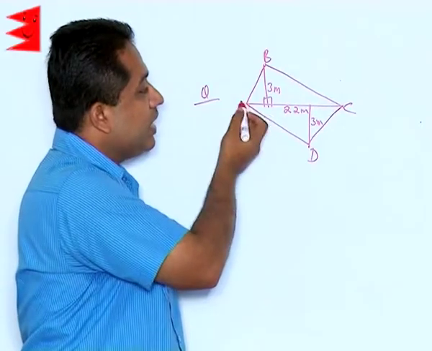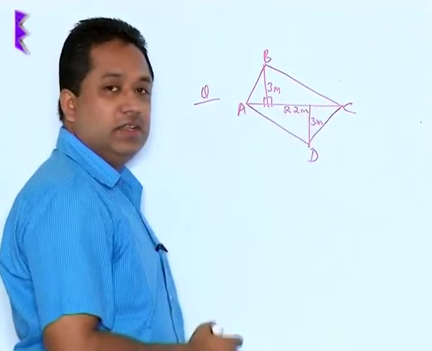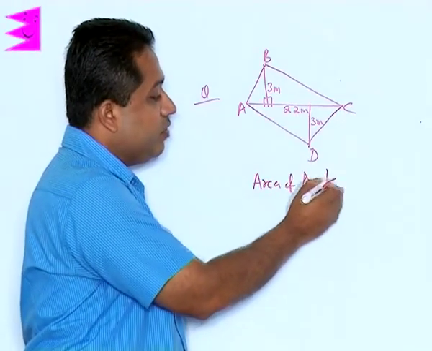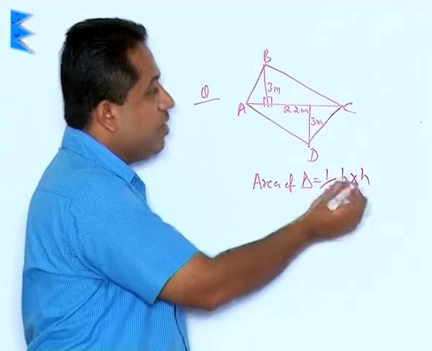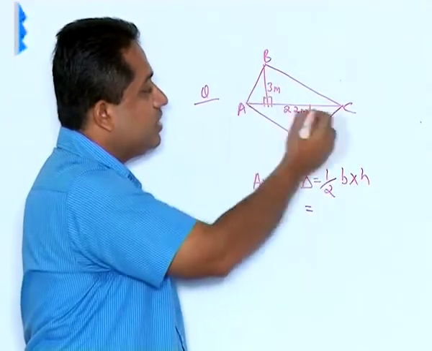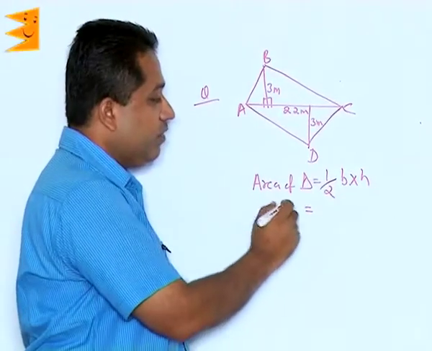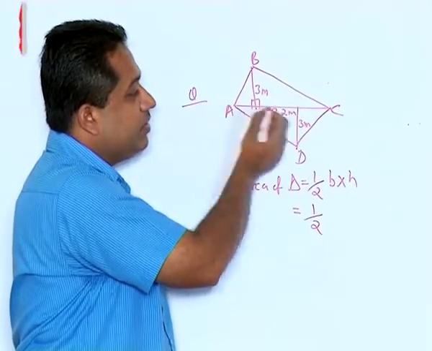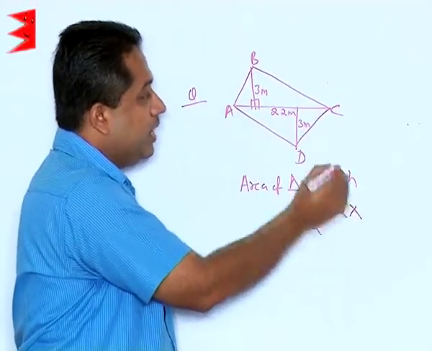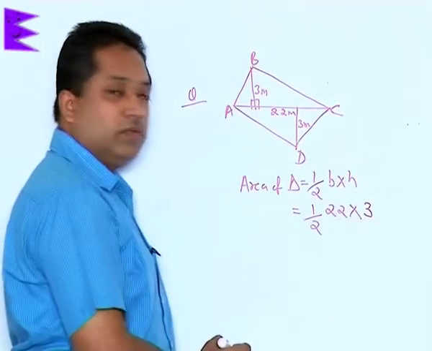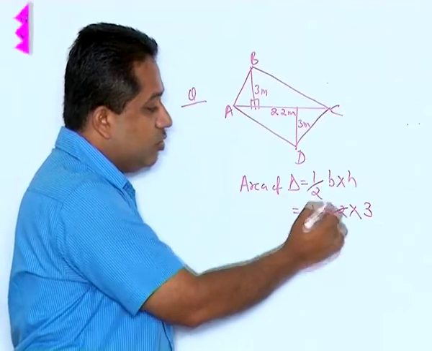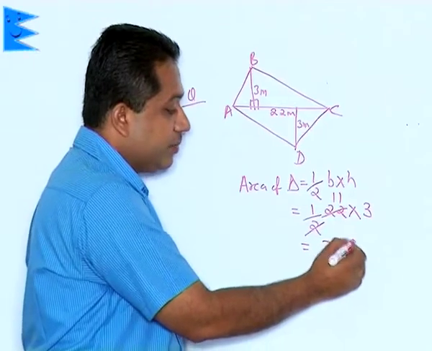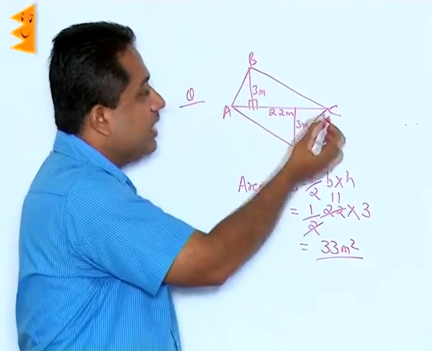Now if we look at this quadrilateral, it has been divided into two triangles, and the area of a triangle is half base into height. So using this formula of half base into height we can find the area of this triangle ABC first. So area of ABC will be half of the base. If you look at this triangle ABC, the base is 22 multiplied by the height which is given to us as 3. Now 22 and 2 we can cancel, 2 goes 11 times. So 11 into 3 we are going to get 33 meter square, which is the area of the triangle ABC.